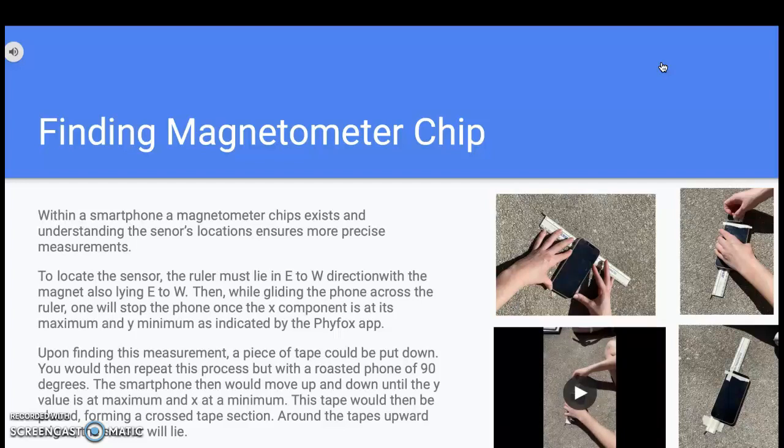sensor was located. To find the sensor along the Y direction, we rotated the phone 90 degrees and repeated the same steps. Only this time, we placed a second piece of tape along the length of the phone when the Y component on the Firefox app was at its maximum and the X component was at its minimum.